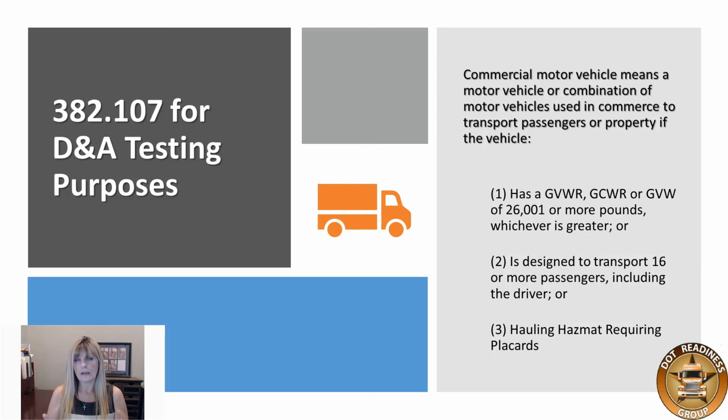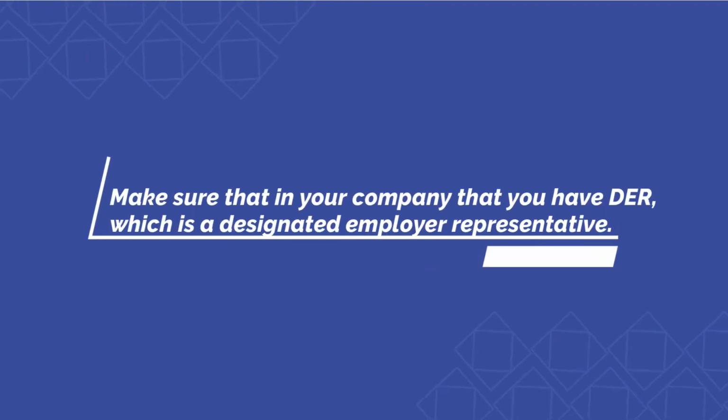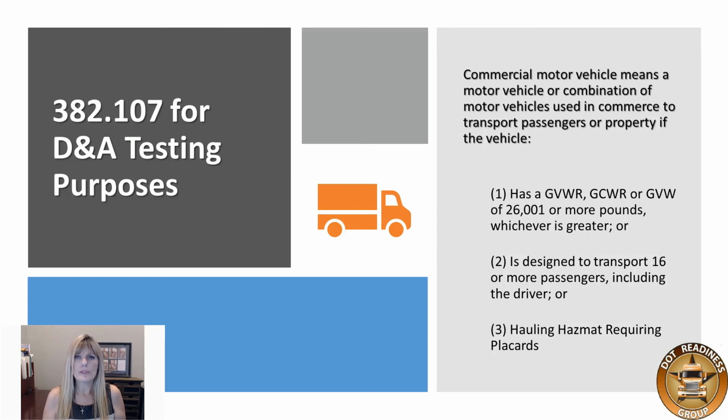Another thing I want to say, and a lot of companies make this mistake, and it's very rarely actually caught by investigators, interestingly enough, but we catch it because we're nosy and we catch everything: make sure that in your company you have a DER, which is a designated employer representative. This is the person who is allowed to request and receive drug tests. This is the main person who orders the drug tests, who tells the drivers when they got pulled for a random, which schedules the test, things like that.